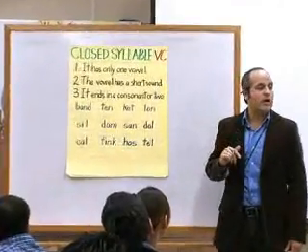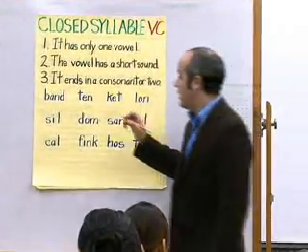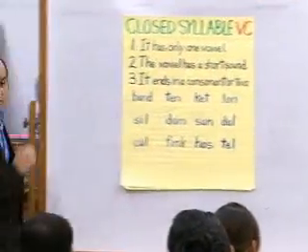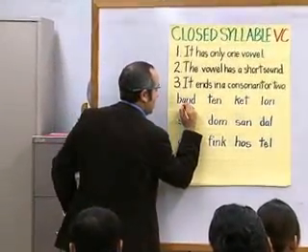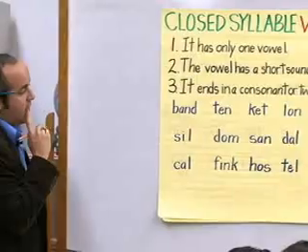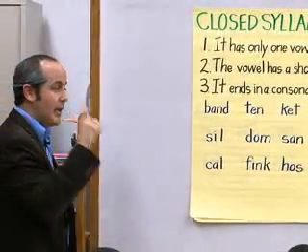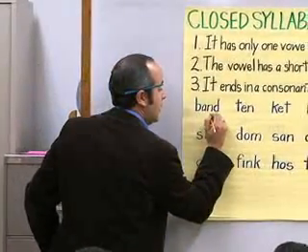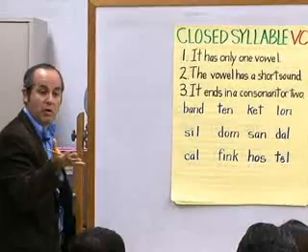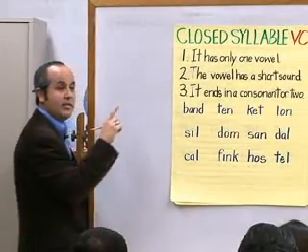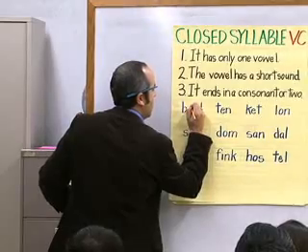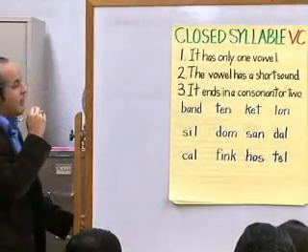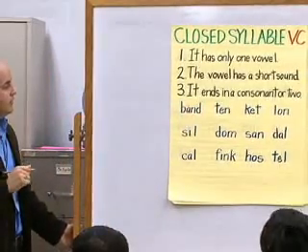When I come across a closed syllable, the first thing I do is I go for the vowel. It has one vowel. Mr. Verdin says it ends in a consonant or two. And so that means that it's a closed vowel and the vowel sound is short. Band.